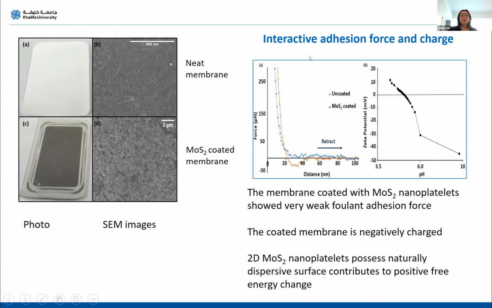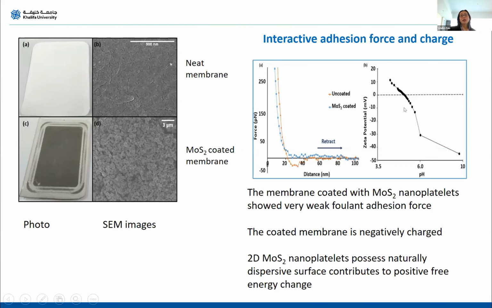Firstly, we analyzed the interactive adhesion force by using atomic force microscopy. If you look at the left graph, a force in the negative range means it promotes adhesion, and a force in the positive range promotes repulsion. If you look at the blue curve, that represents the coated membrane surface. They have a very weak adhesion force, not positive or negative. However, the neat one has a slightly negative force. That means it is more likely to be attached.